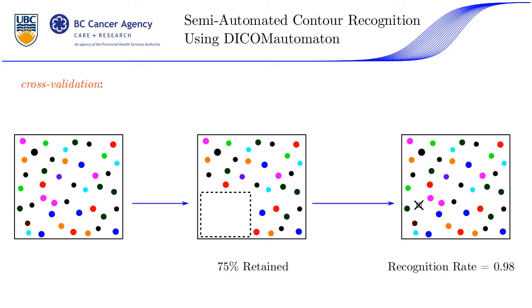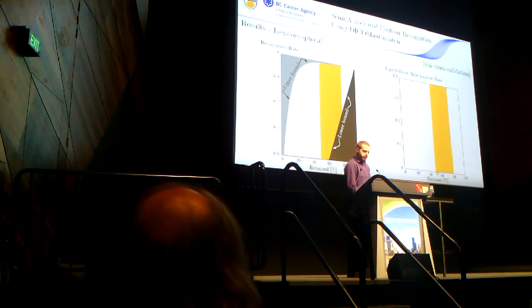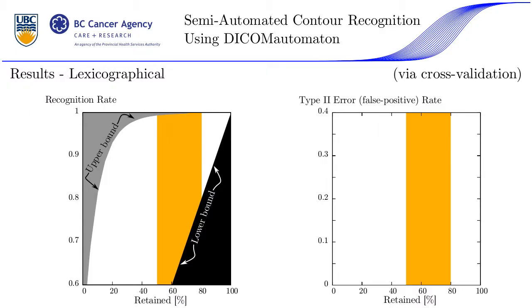In this case, if we retain 75%, we might achieve 0.98 recovery. Inducing more loss, our recovery might be a little bit less. In these plots, the retention is on the x-axis, and recovery is on the vertical axis, or on the right, false positives. The black bound is a lower bound. We can't do any worse than that, just using an exact match. The upper bound is where there's just too much information loss, so we can't get better than that. The yellow band is approximately the domain we would expect to operate in.